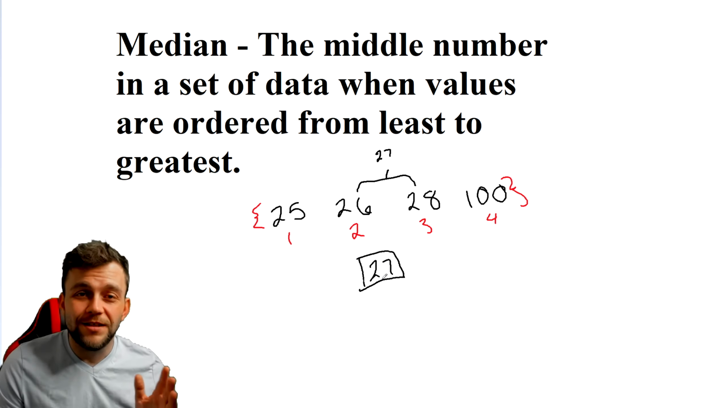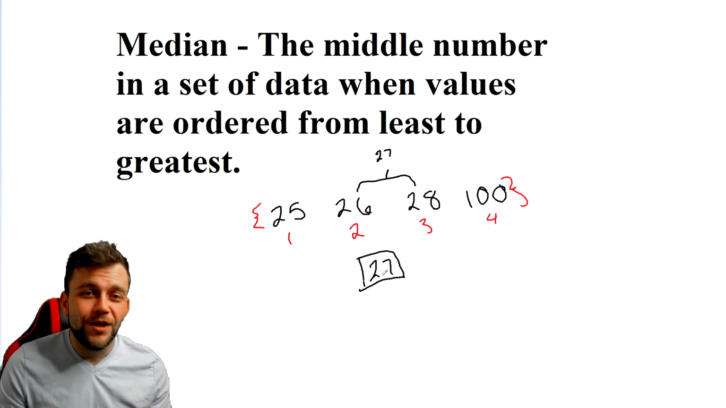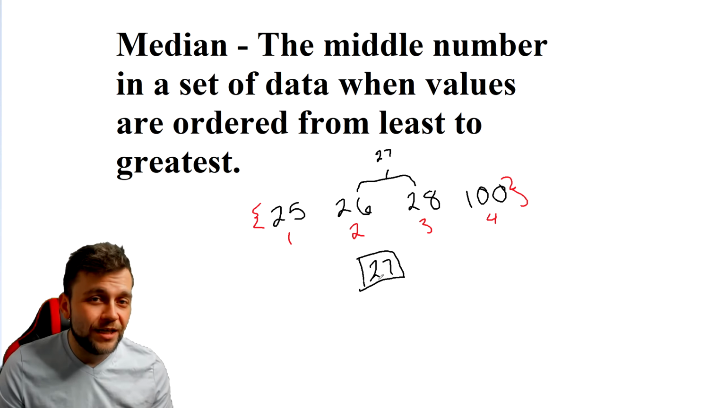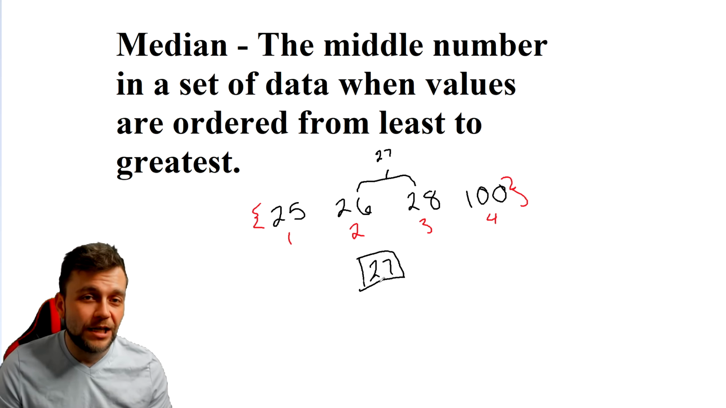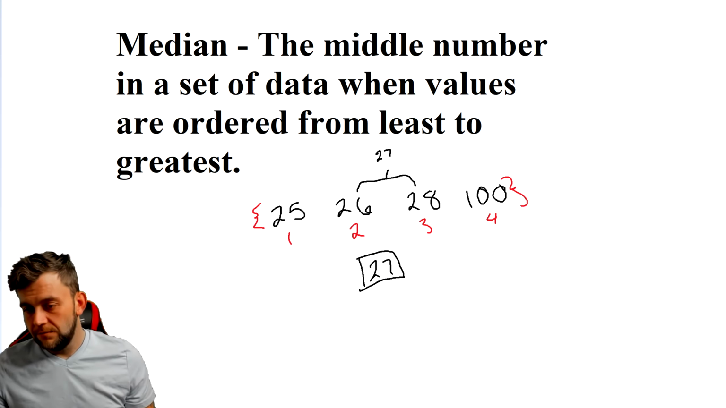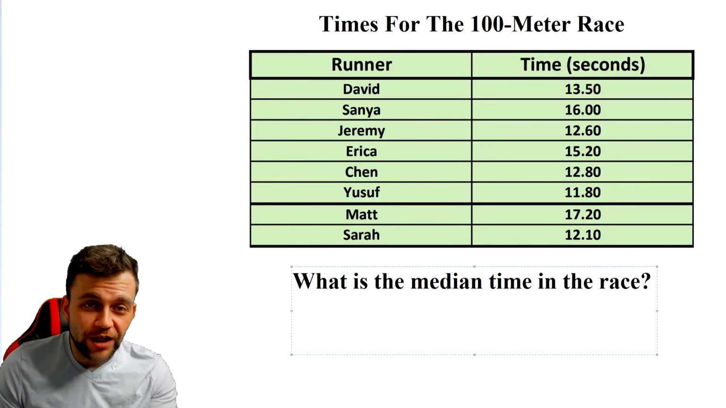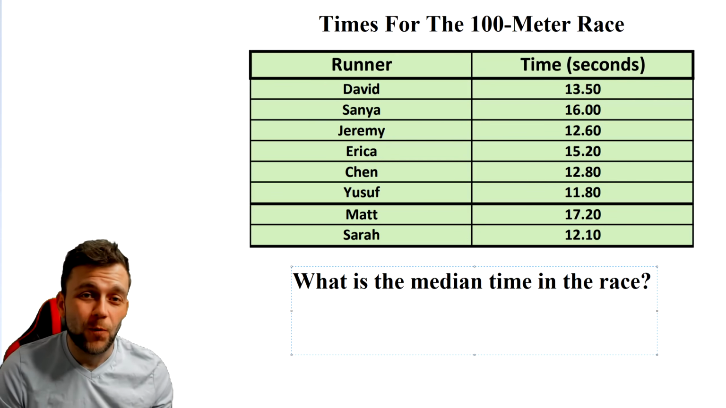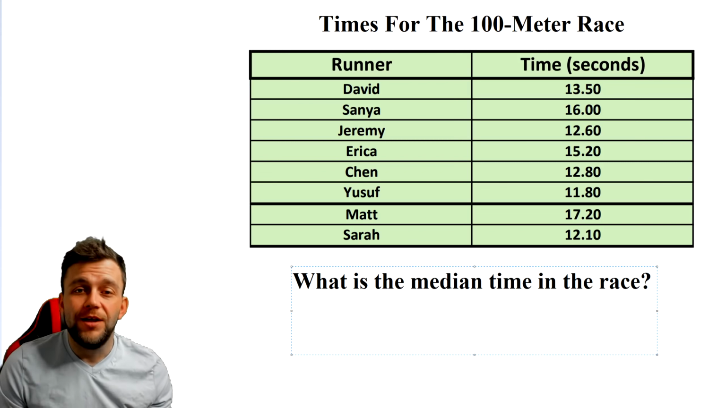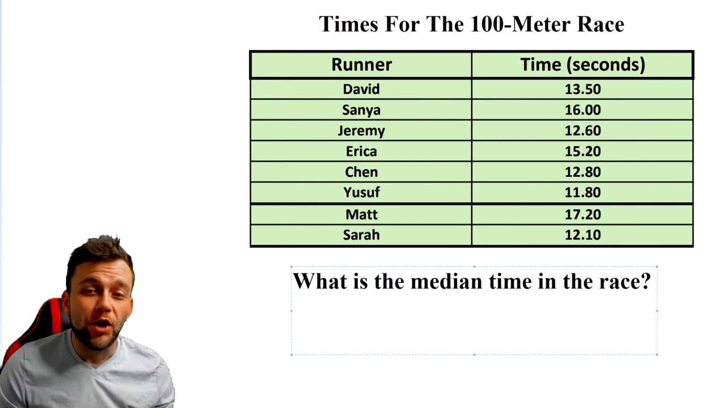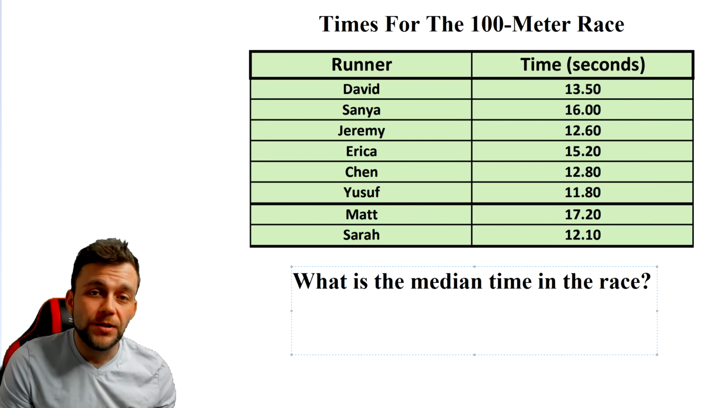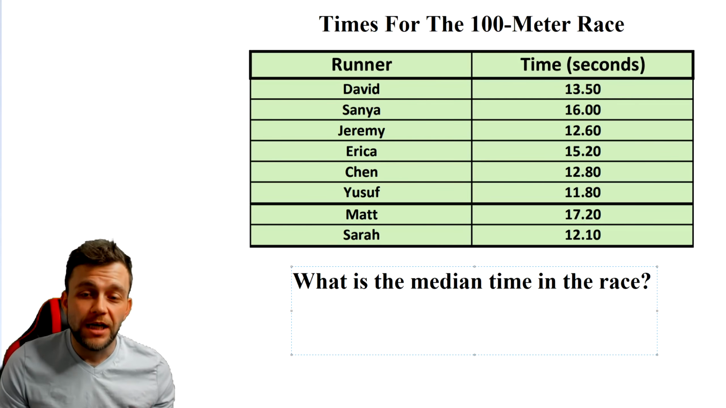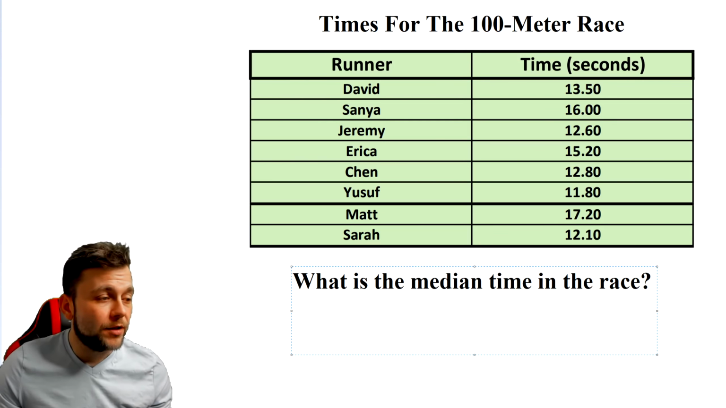All right, so that's it for the nice, easy example. I hope that you got the main idea down of what the median is in a data set. Let's move on to some more challenging examples. When you take the GED or the ACT, you're going to get a lot of things like this. You're going to get a lot of tables, and they're going to ask you questions about the table. In this instance, it's times for the 100-meter race, and they give you a list of names and a list of times. So, our question is, what is the median time for this race?